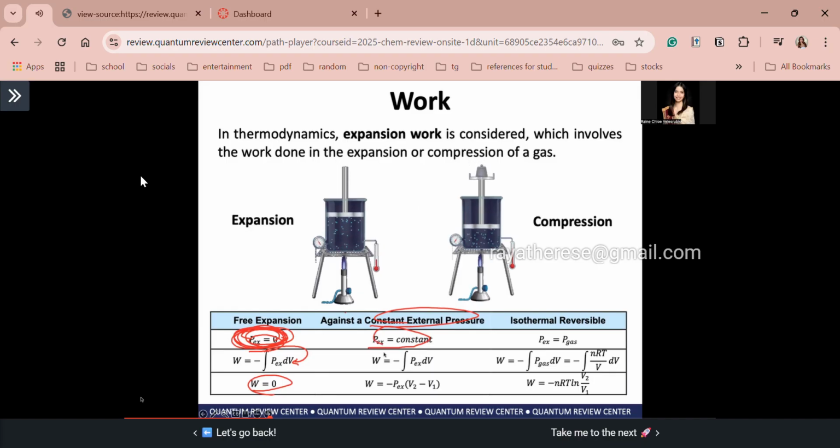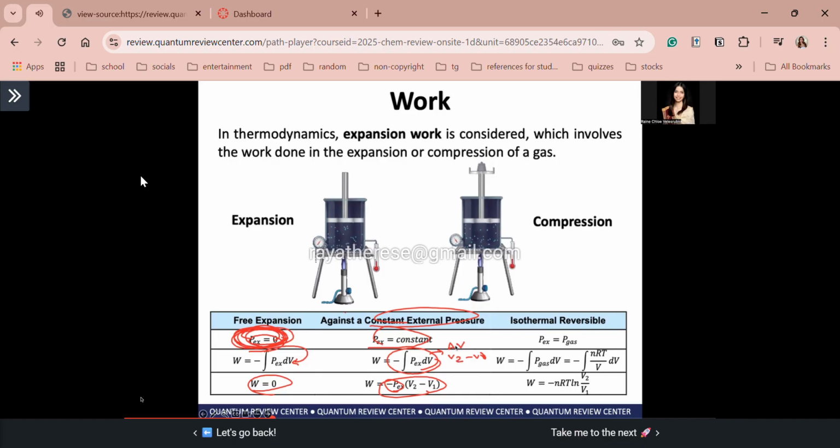And when your external pressure is constant, solving for W, we get W is equal to negative Px, external pressure, times V2 minus V1. So we got this equation from this. So dV is just the change in volume, from the final volume, V2, minus the initial volume.